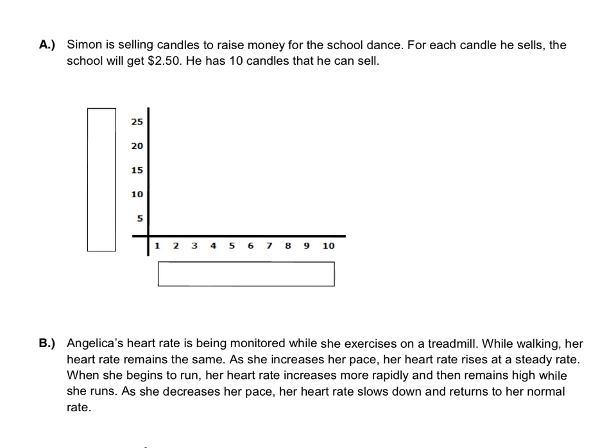Example 2A: Simon is selling candies to raise money for the school dance. For each candy he sells, the school will get $2.50. He has 10 candies that he can sell. The word each usually tells me that I'm going to be looking at a discrete graph. I need to see, does the amount of money depend on the candies sold, or does the amount of candies sold depend on the amount of money? Since the amount of money earned depends on the number of candies sold, the amount of money is our dependent variable.